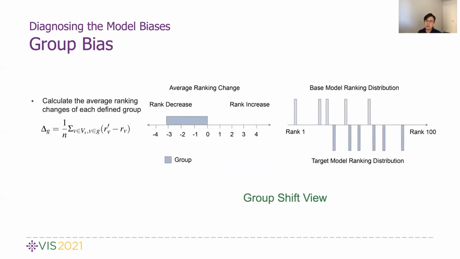Besides the group proportion, we also want to know how a group's ranking shifts after applying a debiased model. The group shift view is designed where the bar chart on the left shows the average ranking changes of each group. The bar charts on the right show the distribution of group members in both models, where the x-axis maps the ranking position of selected nodes.